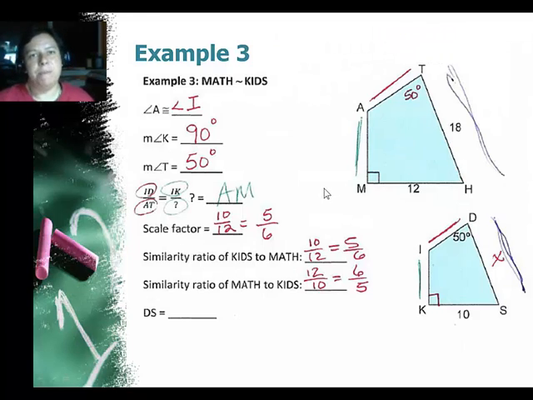Example 3, I have polygon math is similar to polygon kids. First, they want us to find angle A, which angle is that congruent to? Well, you can see angle A is up here. The corresponding angle is angle I.